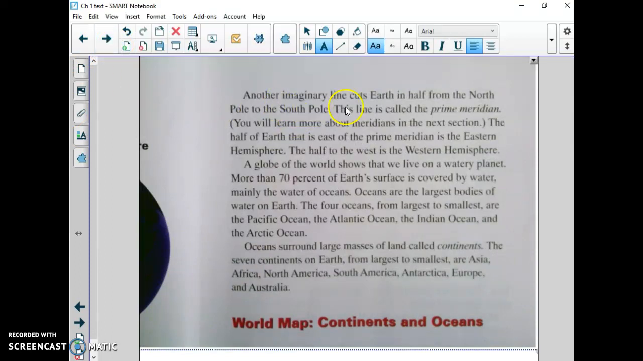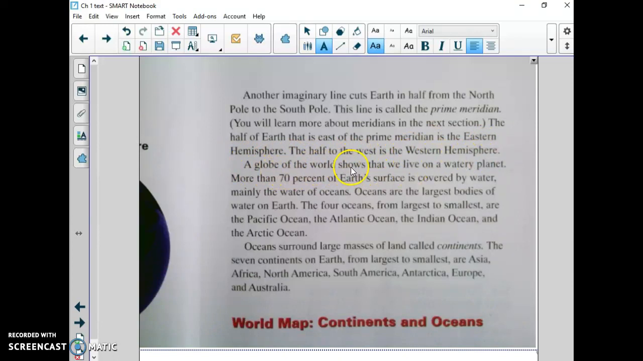Another imaginary line cuts Earth in half from North Pole to South Pole. This line is called the prime meridian. You will learn more about meridians in the next section. The half of Earth that is east of the prime meridian is the eastern hemisphere. The half to the west is the western hemisphere.